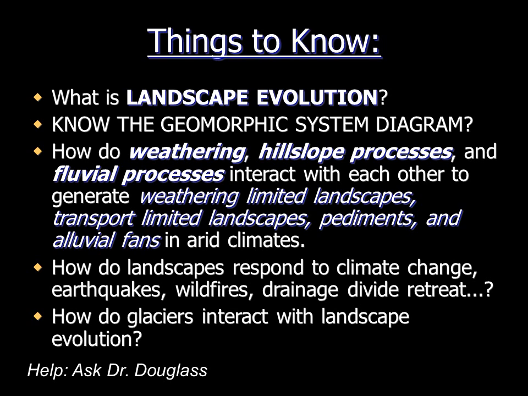Okay, so that's it. Here are our things to know. What is landscape evolution? I need you guys to know the geomorphic system diagram. How do weathering, hillslope processes, and fluvial processes interact with each other to generate weathering-limited landscapes, transport-limited landscapes, pediments, and alluvial fans? How do landscapes respond to climate change, earthquakes, wildfire, and drainage divide retreat? And how do glaciers interact with landscape evolution?